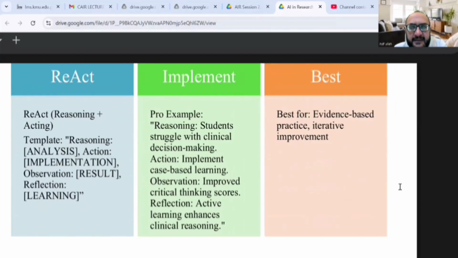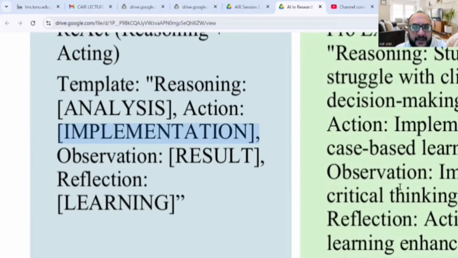Reasoning: students struggle with clinical decision making. Action: implement case-based learning. Observation: improved critical thinking. Source: reflection, active learning enhances clinical reasoning. ReAct, reasoning and acting. You can see the template: reasoning, analysis, action, implementation, observation, result, and reflection, learning.